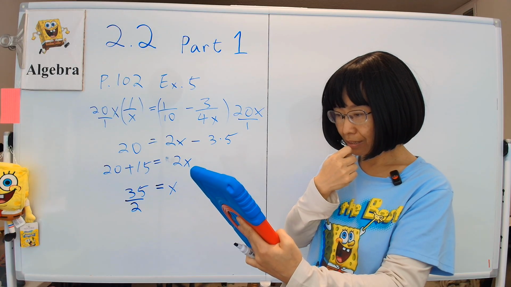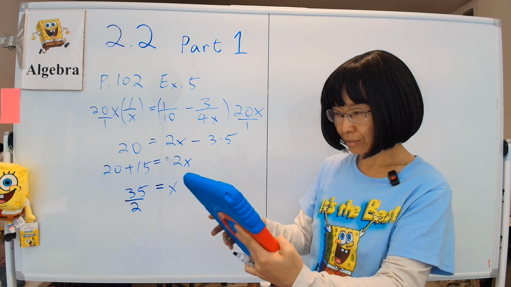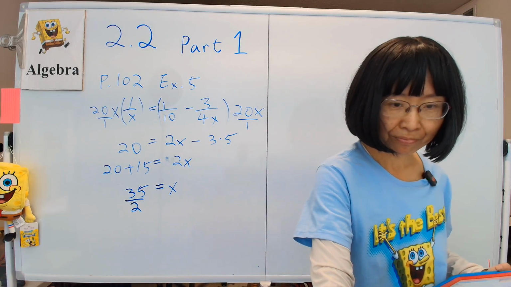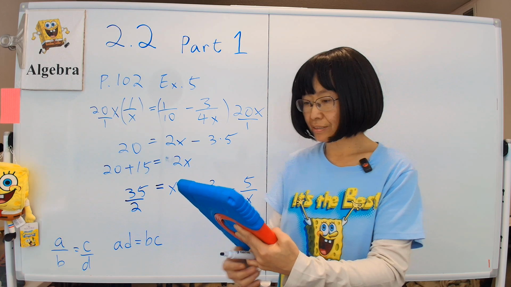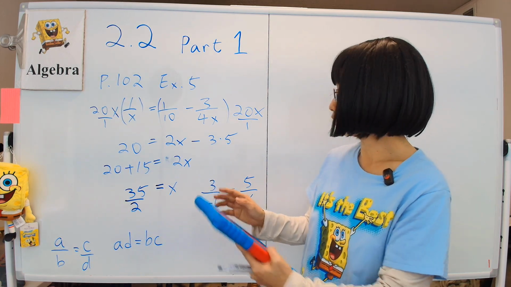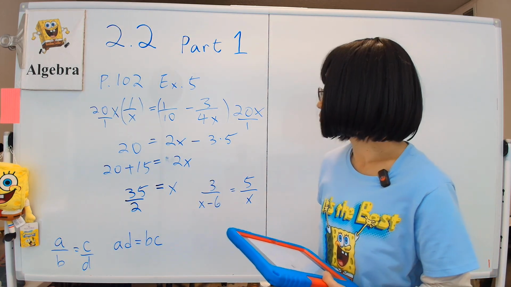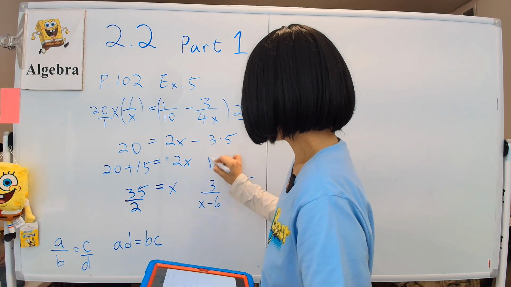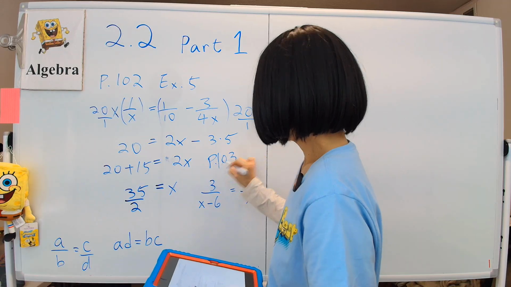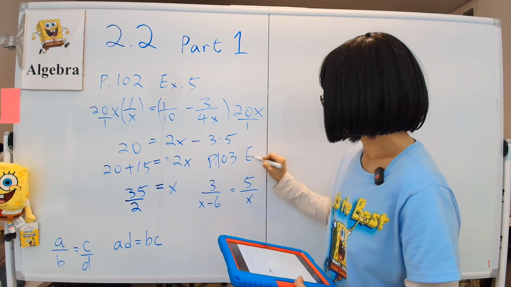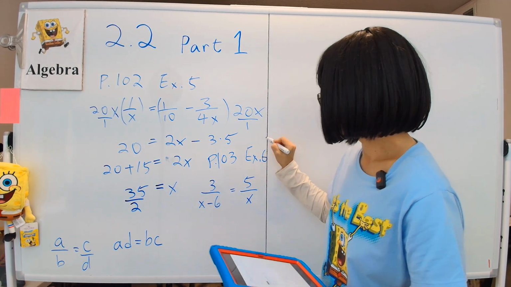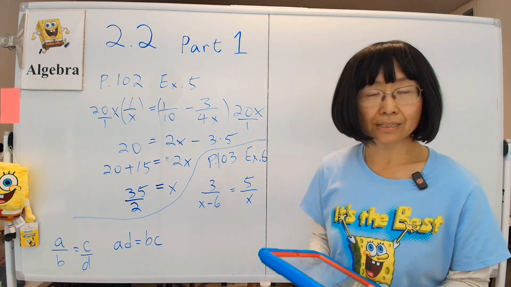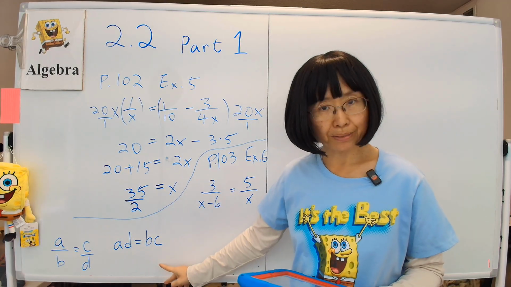Next, let's consider example 6. Now to do example 6, which is on page 103, let me write that down here. We're now on page 103 and example 6. Now to do that, I will draw a line here. All right. Now, to do example 6, let's refresh our memory about the cross multiplication principle.